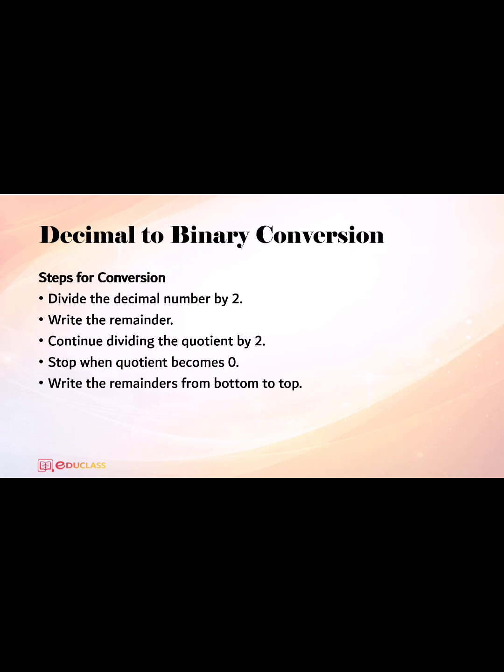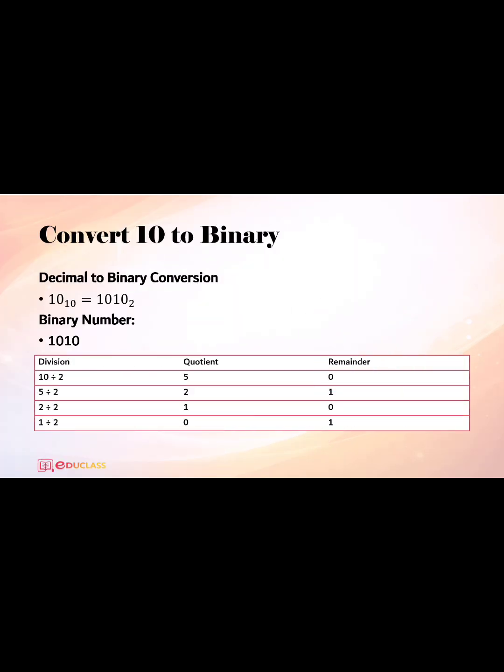Now let's go to the next one, decimal to binary conversion. Here are the steps how we usually do it. Divide the decimal number by 2, write the remainder, continue dividing the quotient by 2 and stop when the quotient becomes 0. Write the remainder from bottom to top. Let's look at the example. Let's look at the table right now.